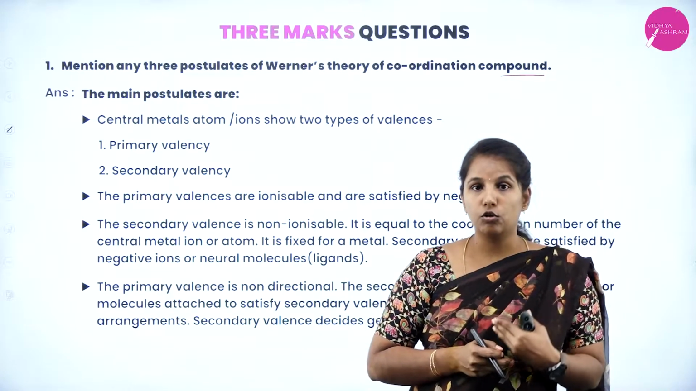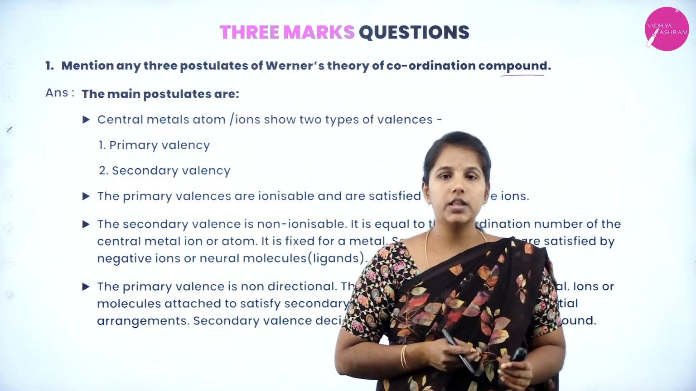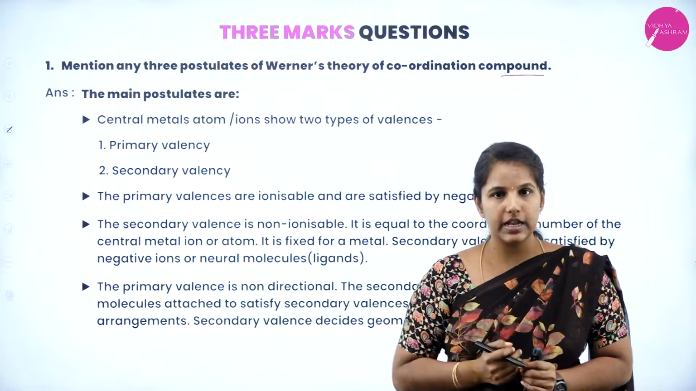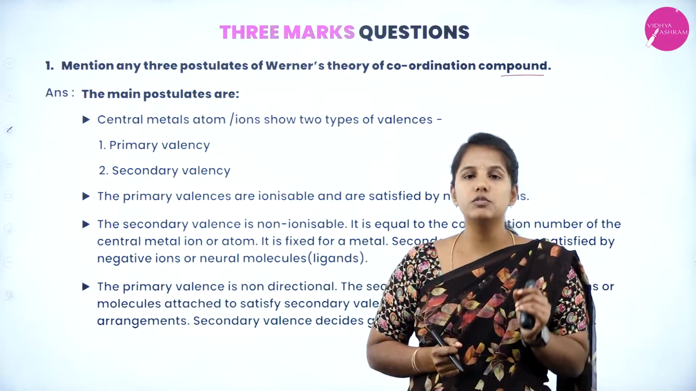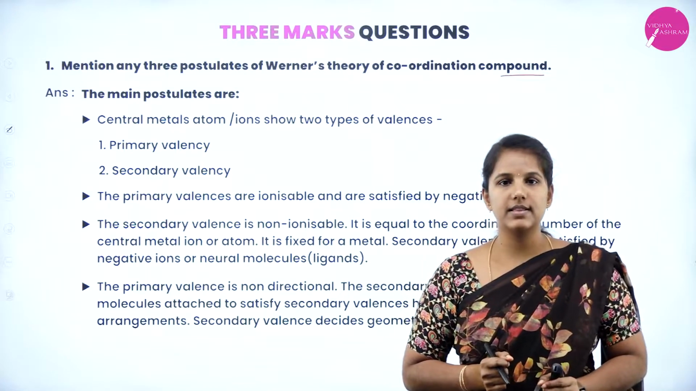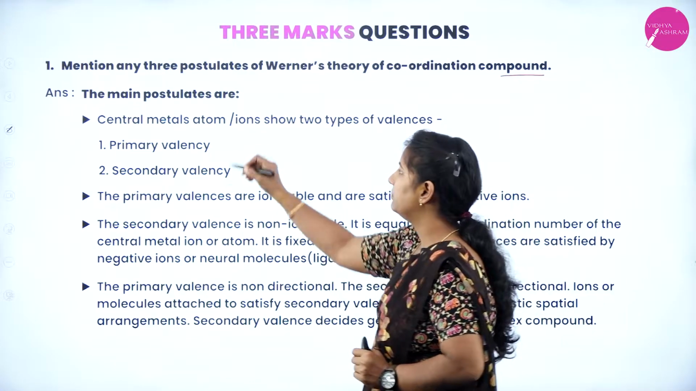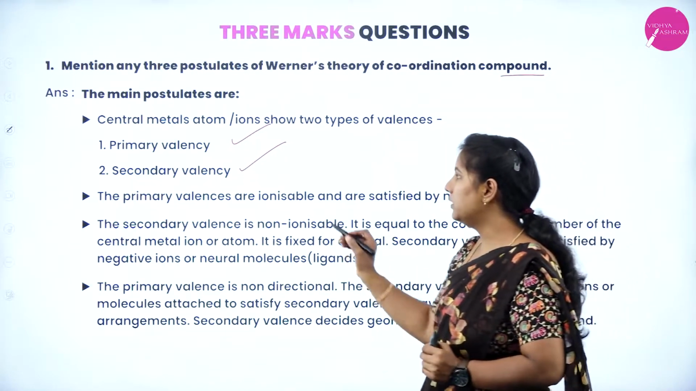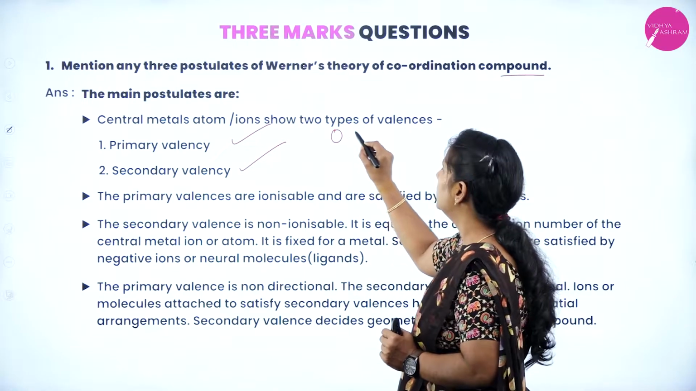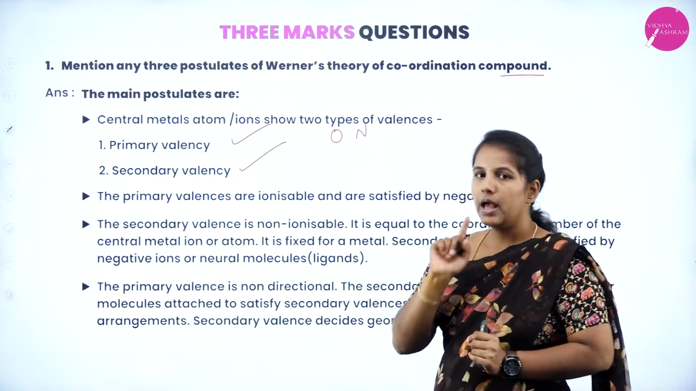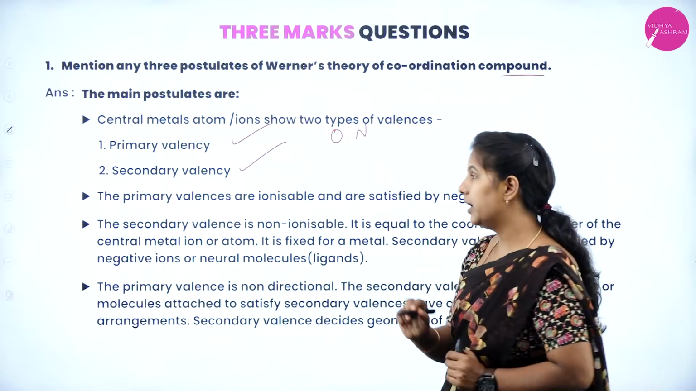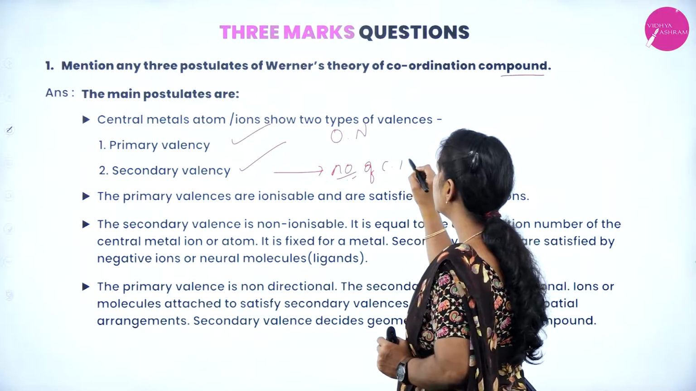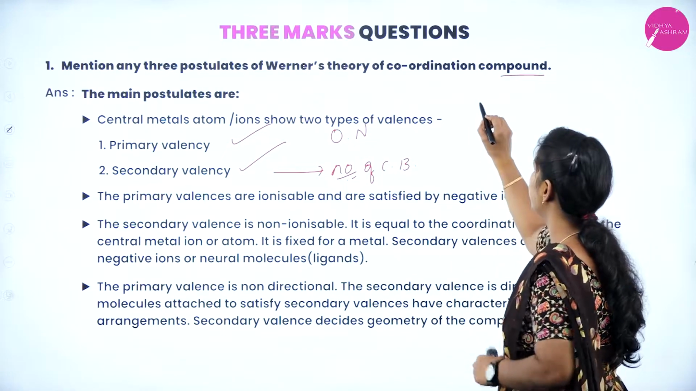And finally, he came to the conclusion that a coordination compound has two types of valency. He said that every coordination compound consists of two types of valency: one is primary valency and the other is secondary valency. He says that the primary valency is nothing but the oxidation number, and the secondary valency is nothing but the coordination number, the number of coordination bonds.